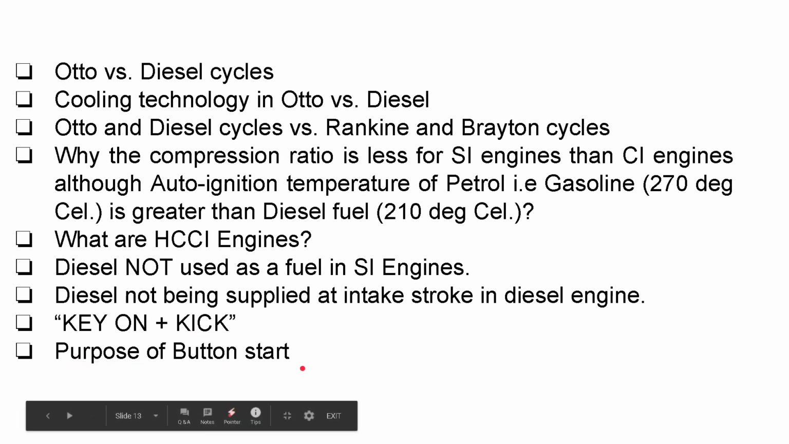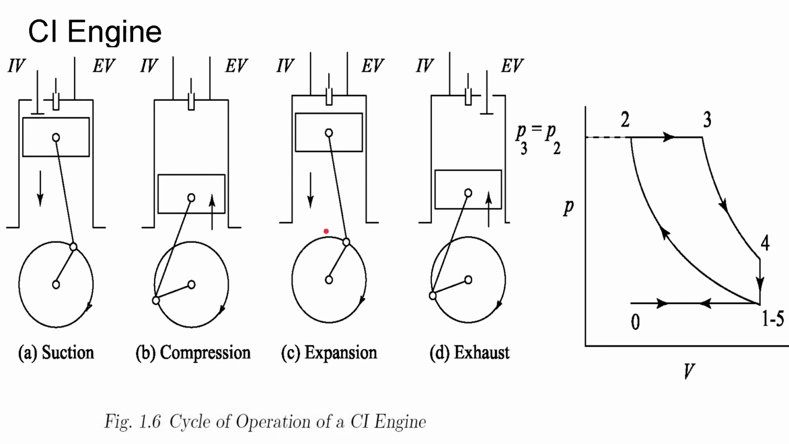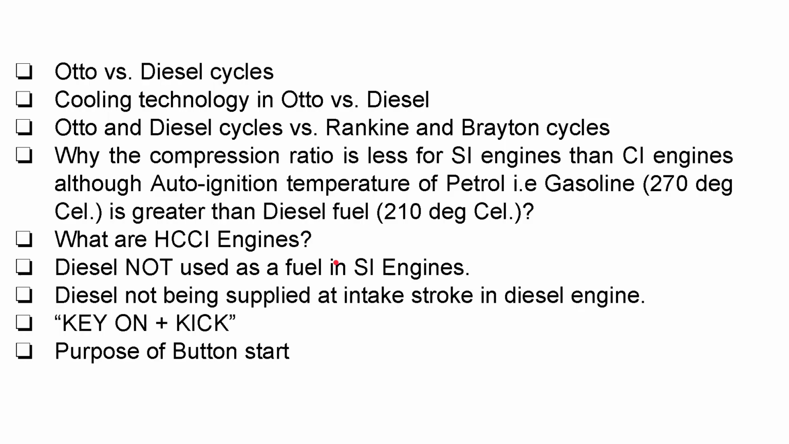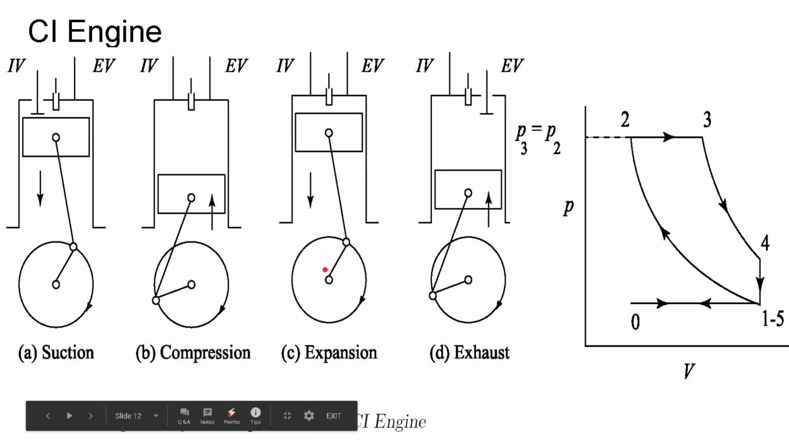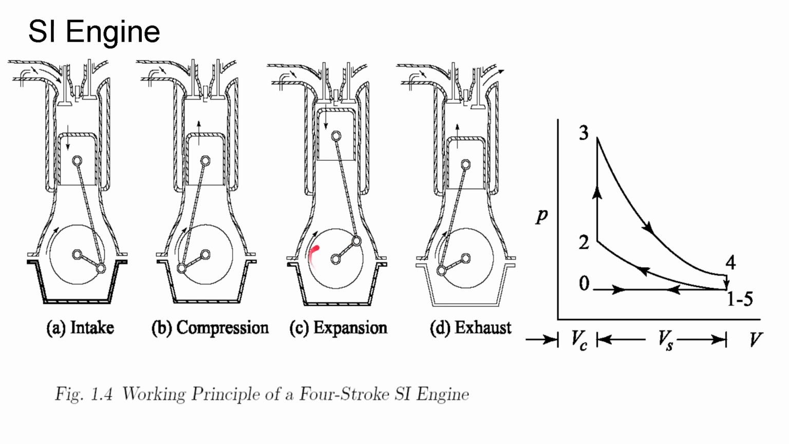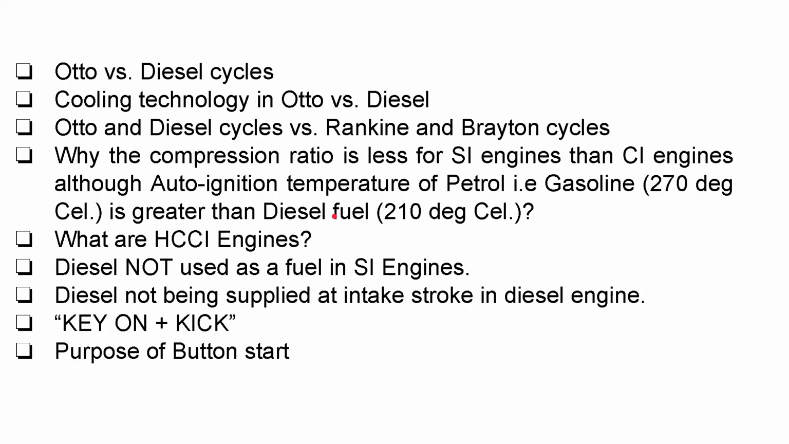Similarly, what is the purpose of button start? In a button start engine, when we do not have to apply a kick, key on plus button start is used. What that means is, once we have key on, all the electrical components, the motor and all, are connected, and when we push the button start, the motor is connected to the crankshaft, and the motor will initiate the rotating motion of the crank, and the piston will start moving. So whatever manual force we are applying using the kick, the same has been applied using the motor. So that's the purpose of button start.